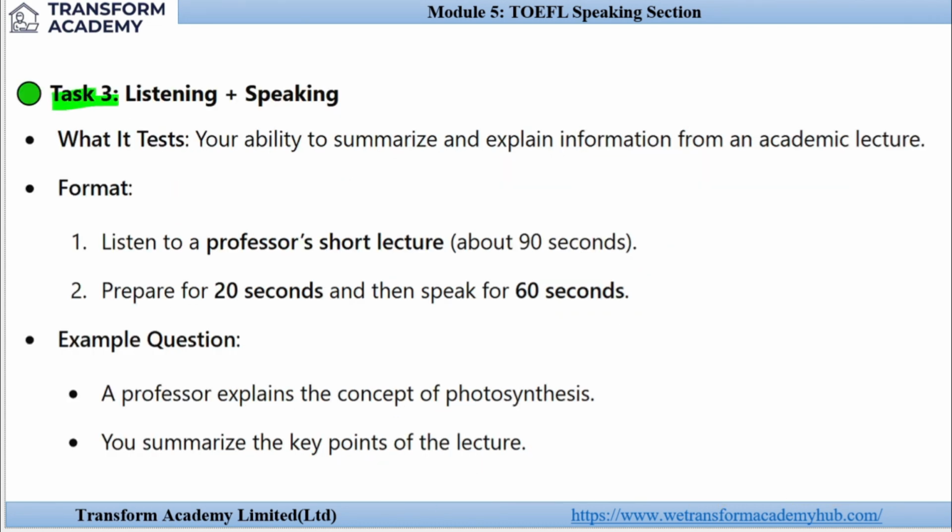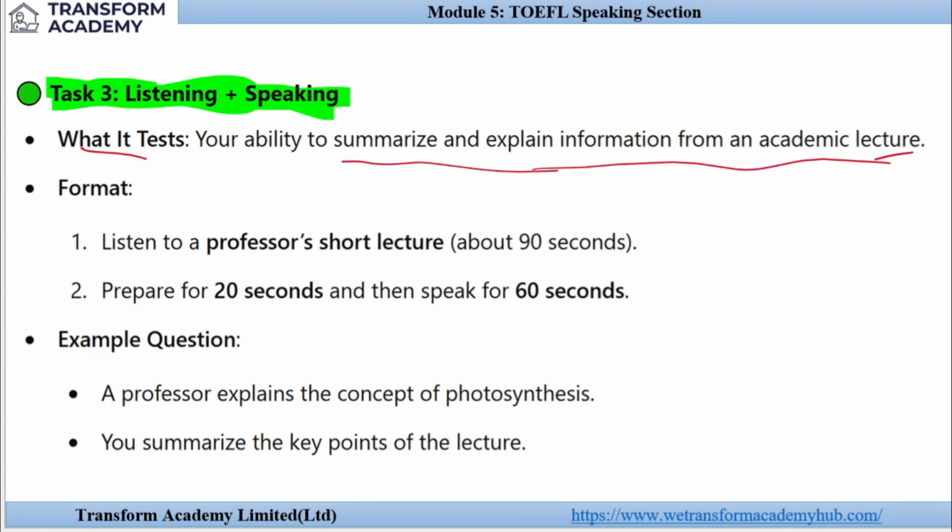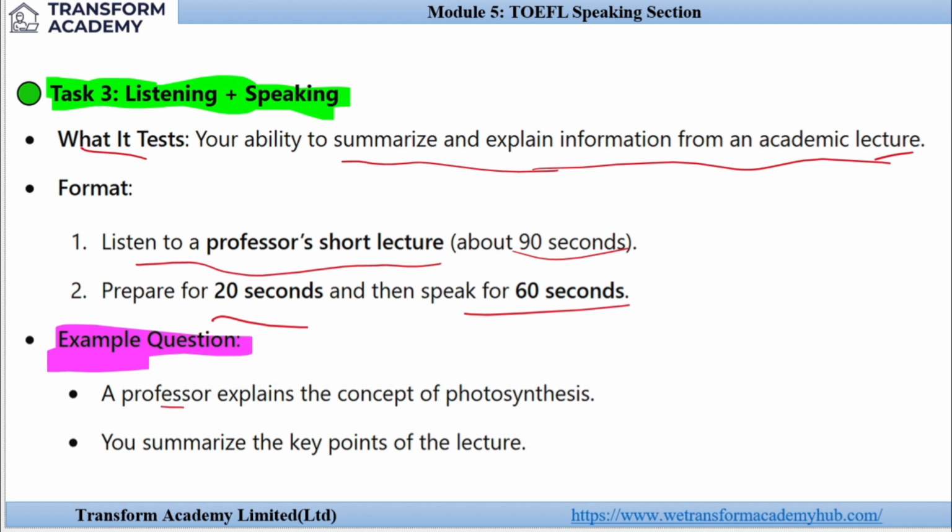Now, task 3, that's listening plus speaking. What does it test? It tests your ability to summarize and explain information from an academic lecture. The format is: listen to a professor's short lecture of about 90 seconds, prepare for 20 seconds, and then speak for 60 seconds. The example question is: a professor explains the concept of photosynthesis. You summarize the key points of the lecture.